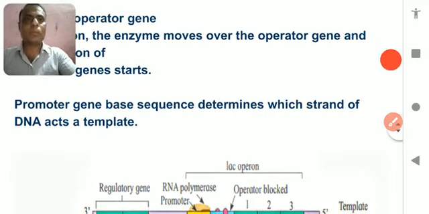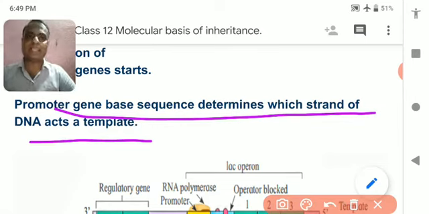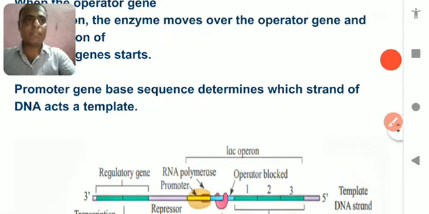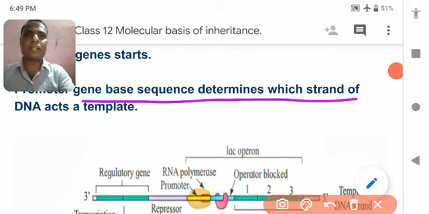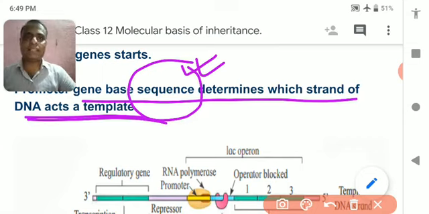Next, the promoter gene base sequence determines which strand acts as a template. It is the base sequence which determines which part of the DNA acts as a template. Hope you understand these things.